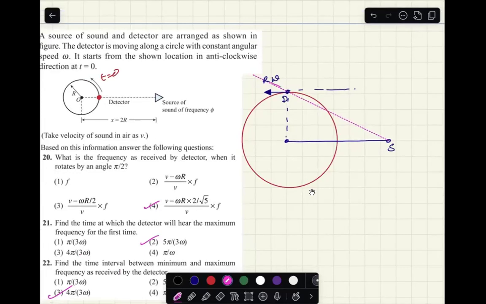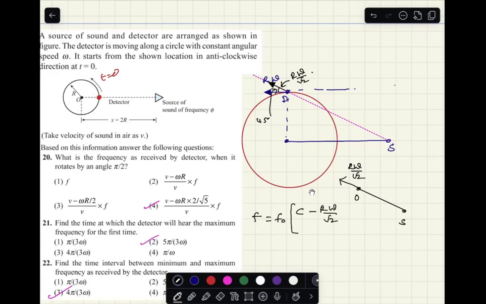So its component is going to be at 45 degrees, and this component is R omega by root 2. So for me, it is like an observer moving away from the stationary source with a speed R omega by root 2. So what is going to be the formula for frequency? F naught, observer moving away, C minus R omega by root 2, R omega by root 2.